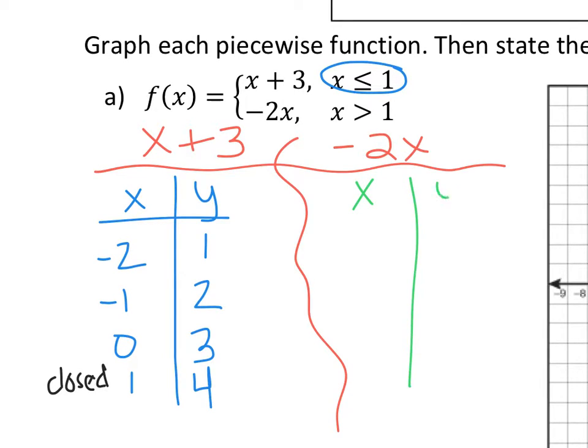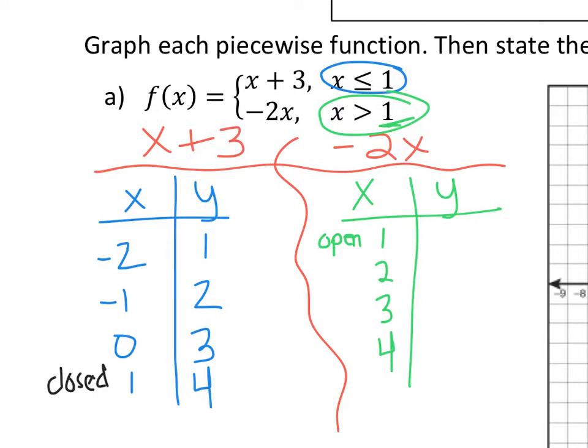Let's take a look at this function. We are focused on x values greater than 1. So 1, 2, 3, 4. It doesn't include 1, so this will be an open circle. Again, writing a notation. And I know the open circle is at 1 because that's where my interval is.